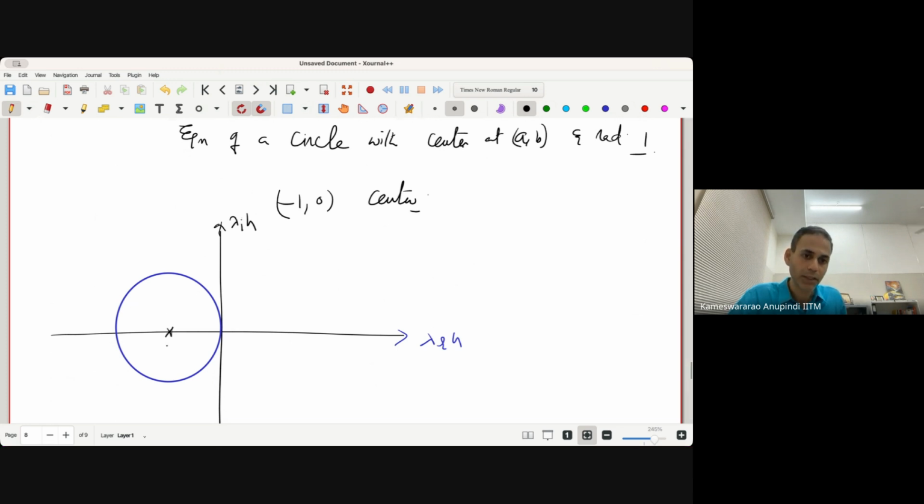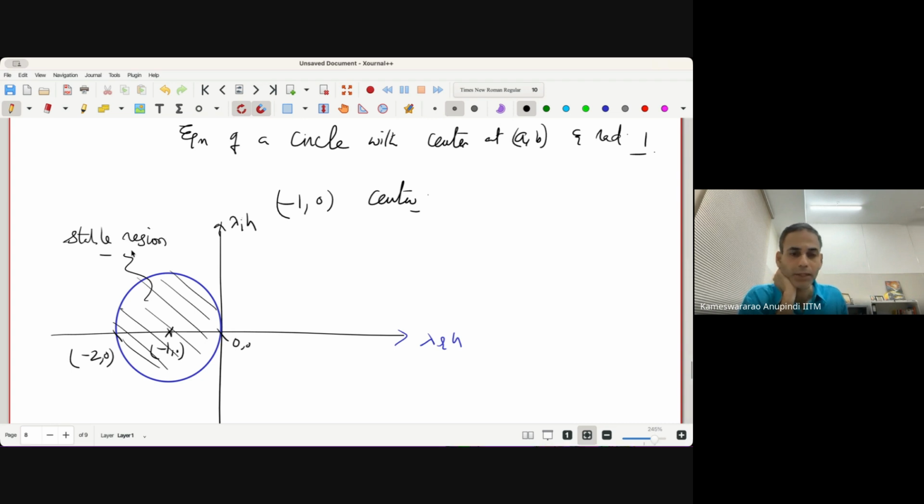This circle whose center is at -1, 0, and this is 0, 0. This is -2, 0, because the radius is now 1. So you go from -1 by 1 more unit, that is -2. Okay, so this is the circle, and everything inside this circle, where this is less than or equal to 1, is the stable region, right?